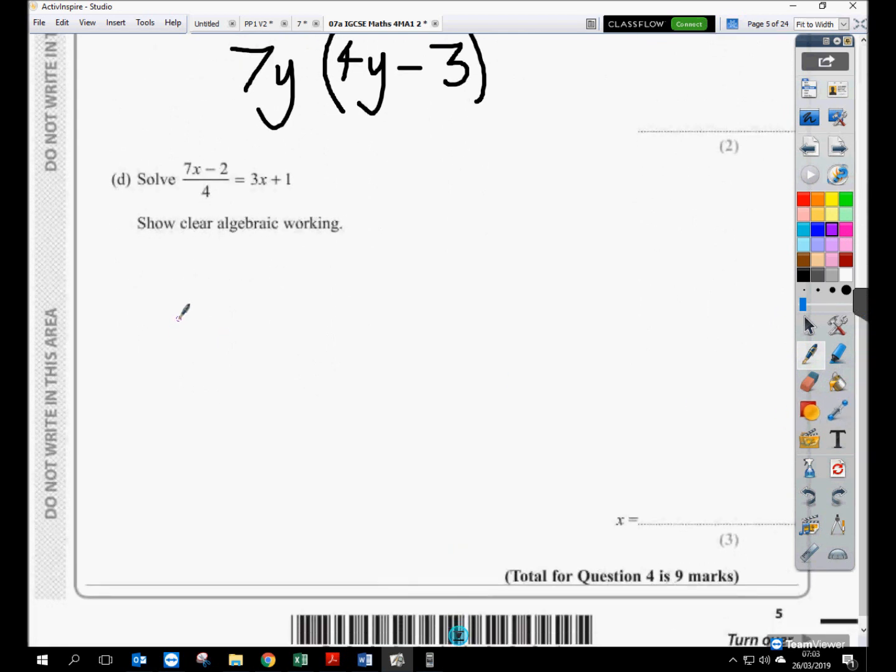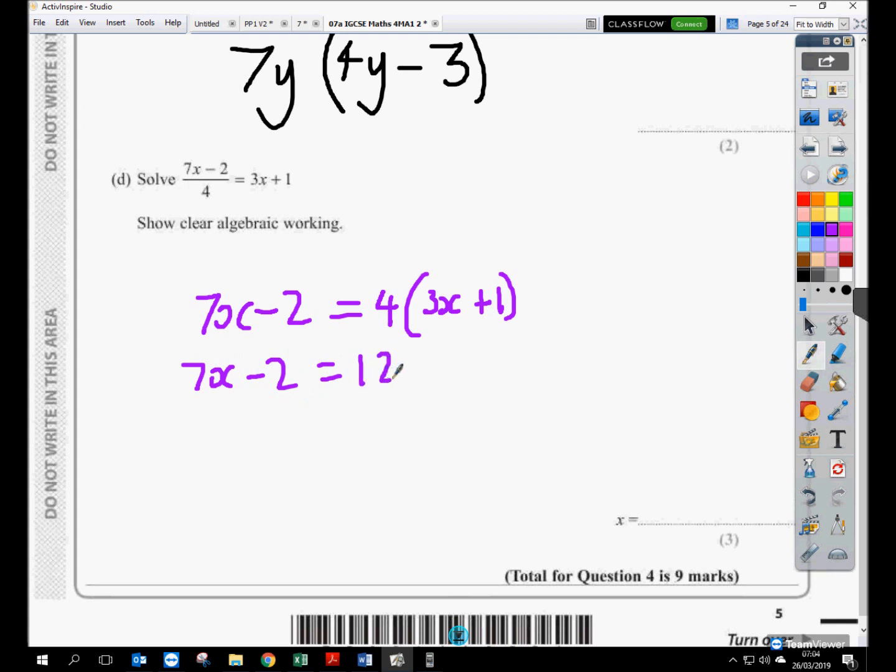The first thing that needs to be done on this question is to multiply both sides by 4. You do not like the divide by 4. So you multiply both sides by 4. Okay? And what happens is the divide by 4 on the left hand side cancels with times 4. On the right hand side you times everything there by 4. Now either you can write 4 brackets 3x plus 1, or you can just times them both by 4. I'm going to write brackets. So 7x minus 2 equals 12x plus 4.